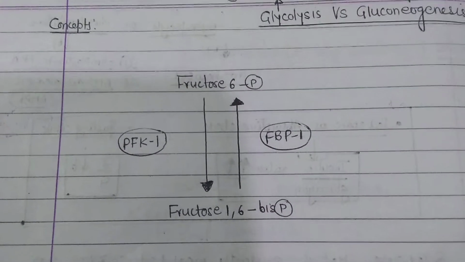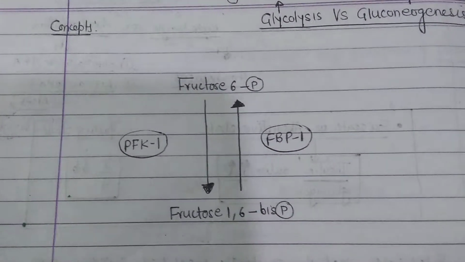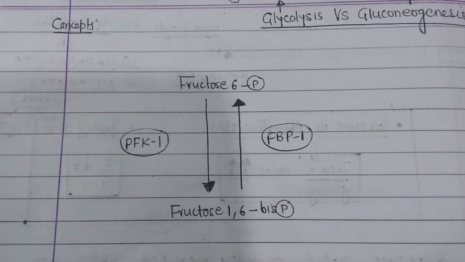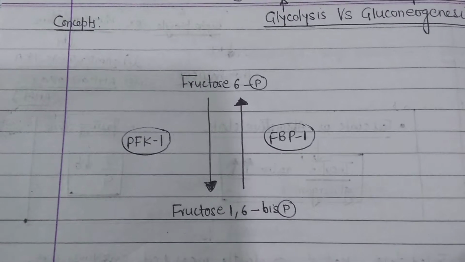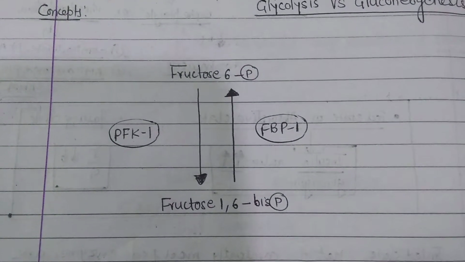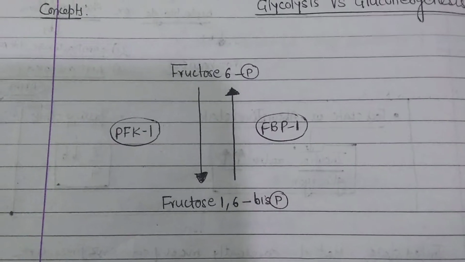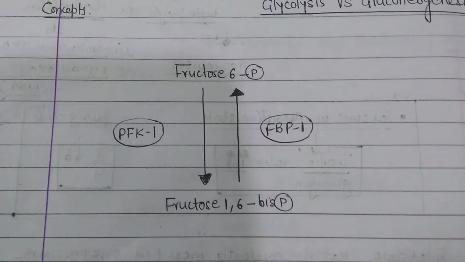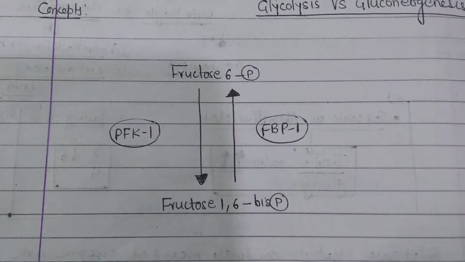So in the next video I'm just going to tell how this insulin and glucagon are going to play their role. Till now what we have understood, if I just summarize the previous video in one line, that would be that insulin causes dephosphorylation, glucagon causes phosphorylation.